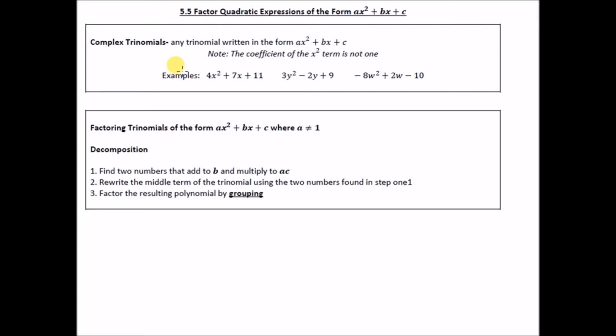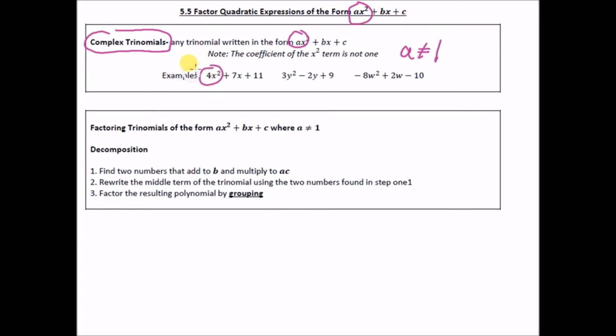5.5 Factor quadratic expressions of this form, ax squared plus bx plus c. So we're going to focus on complex trinomials. A complex trinomial is any trinomial in this form where the coefficient a does not equal 1. Okay, so a does not equal 1. So here are three examples.